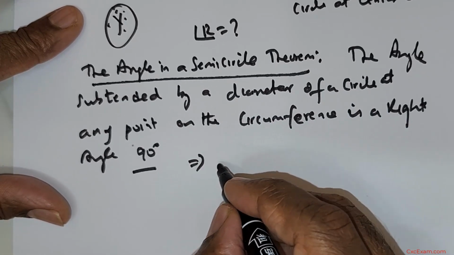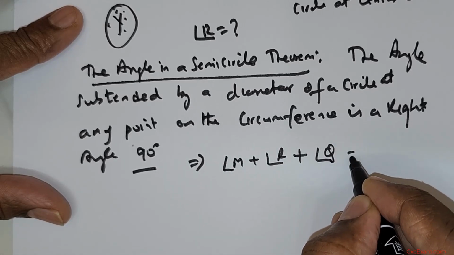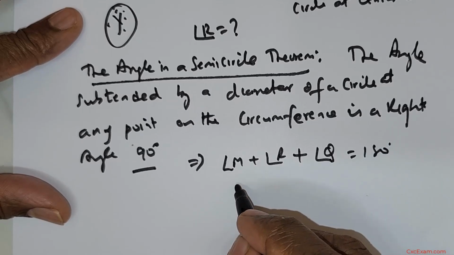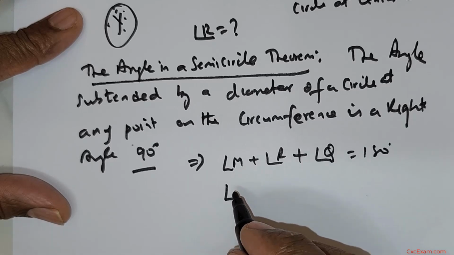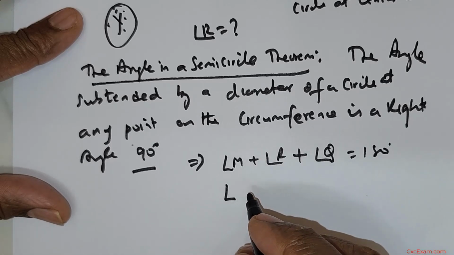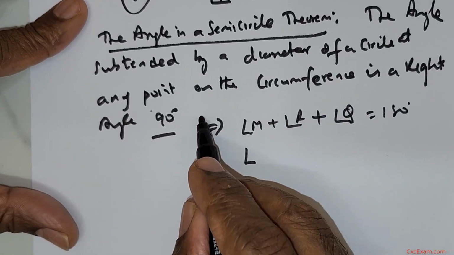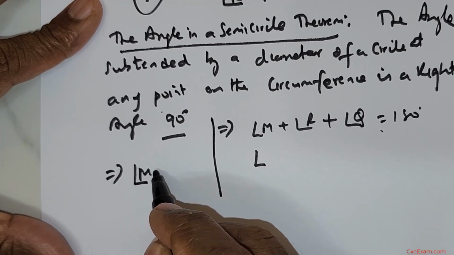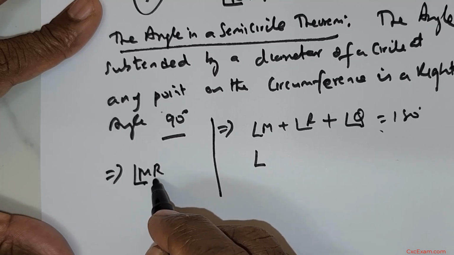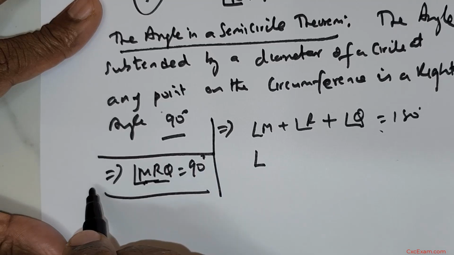So moving on, this would mean angle M plus angle R plus angle Q is equal to 180. Now I don't know angle M, but I know angle R. Angle M can also be calculated. Since the requirement is just MRQ, let me come back to this point. So angle MRQ is equal to 90 degrees. So that is the solution.